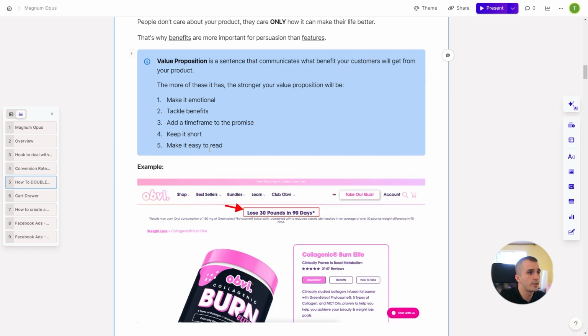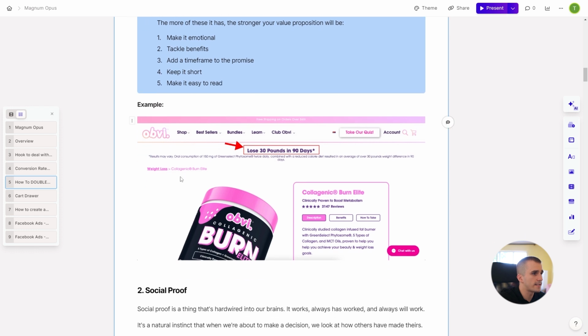And the next thing, you want to make it easy to read, effortless. You don't want to use some complex words that most of the people don't understand. So keep it below the 5th grade level and make it easy to read. So let's see this example.